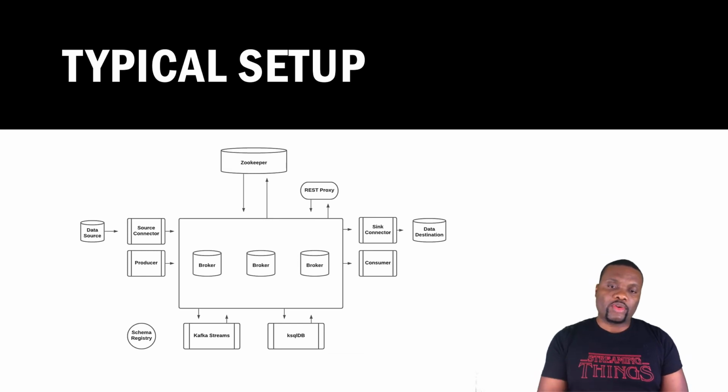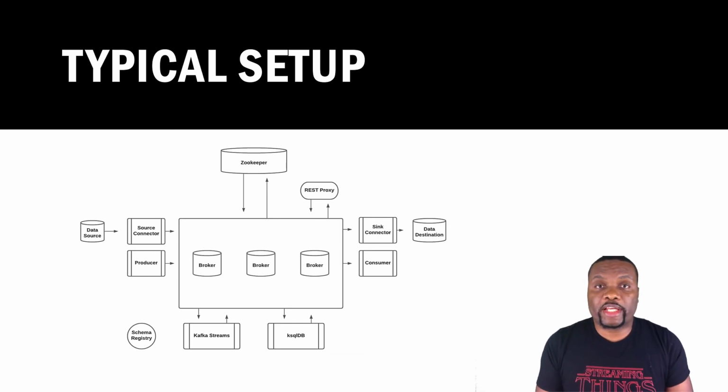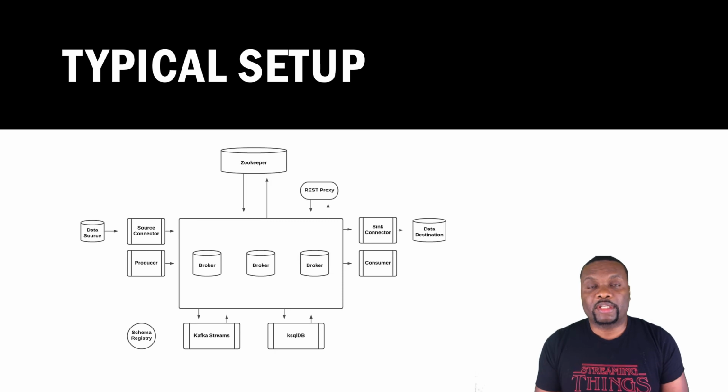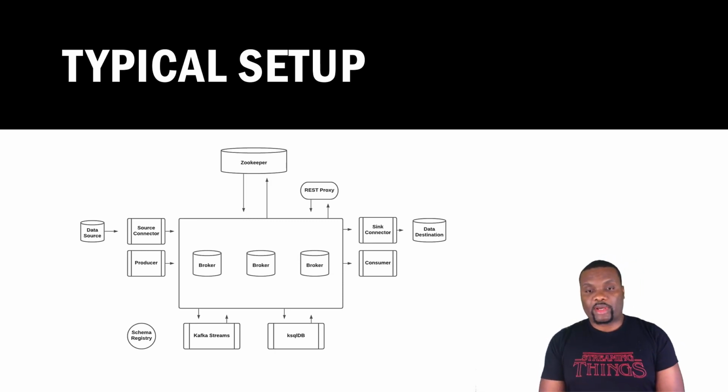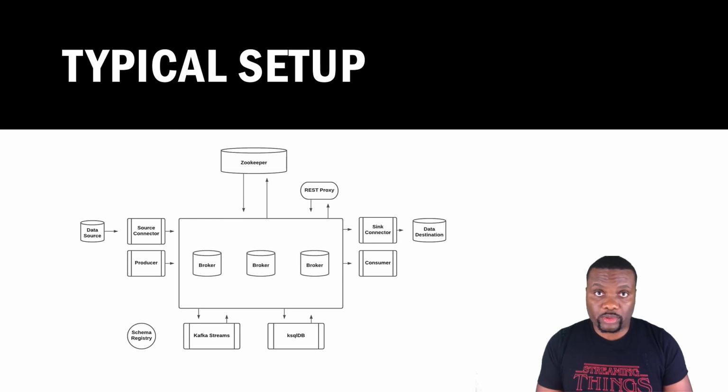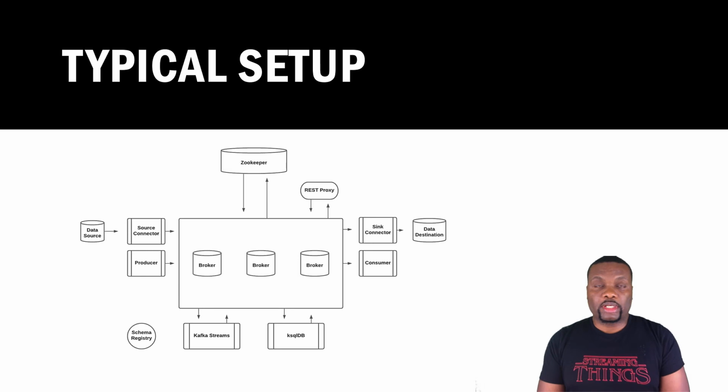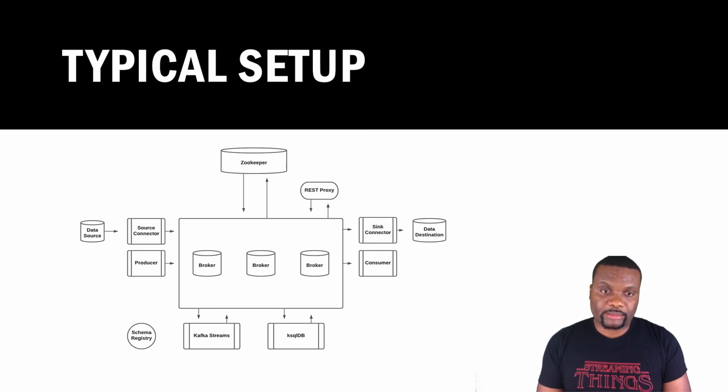And then you have the different sink connectors that pull data out of Kafka so that it can be routed to one or more destinations. And you can also have the consumers, which would either terminate by consuming the records, or you can also push it to another destination.